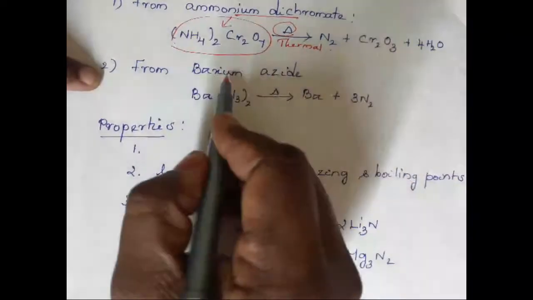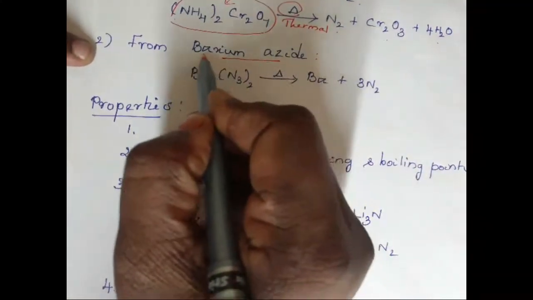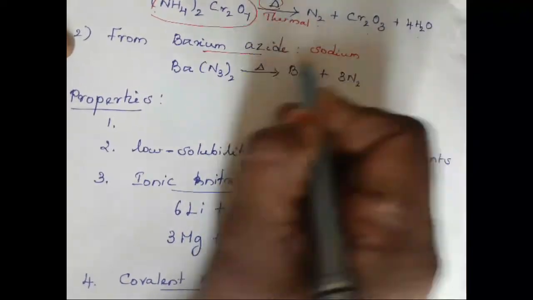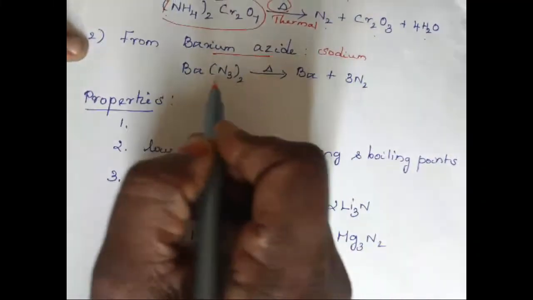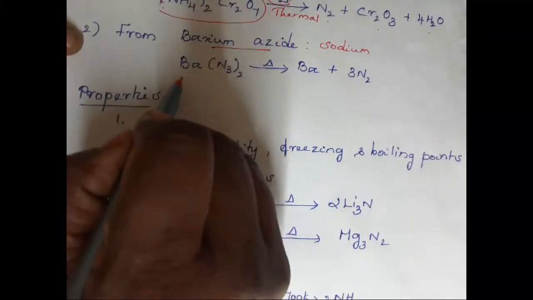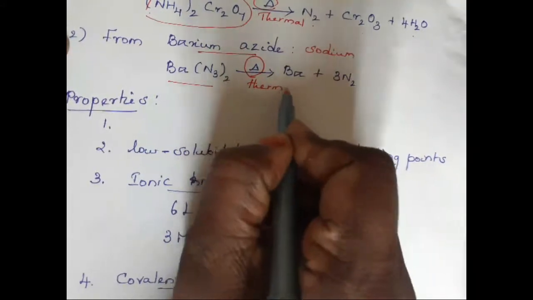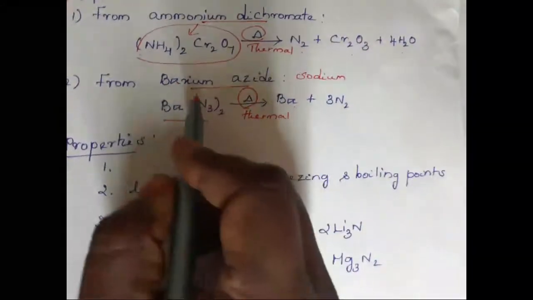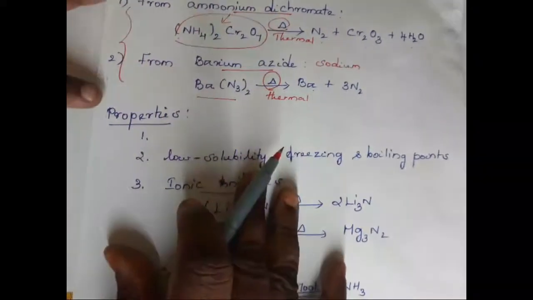Next preparation is from barium azide. In the same way, instead of barium azide, we can use sodium azide also. The formula for barium azide is Ba(N3)2. Barium azide on thermal decomposition produces barium and nitrogen. These two are the preparations of nitrogen, dinitrogen.